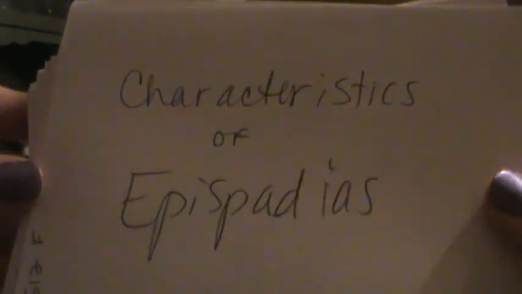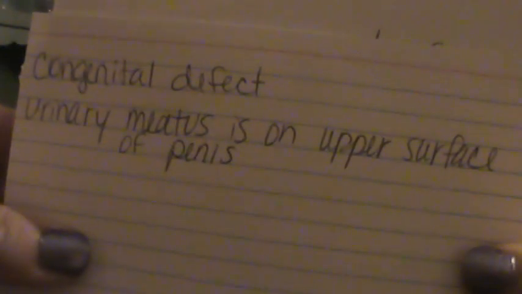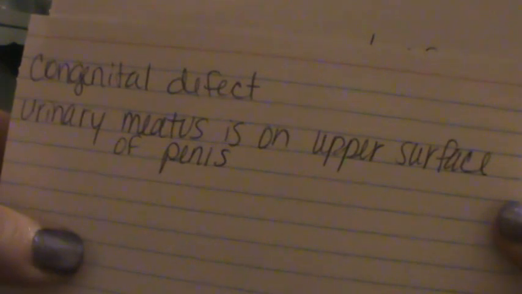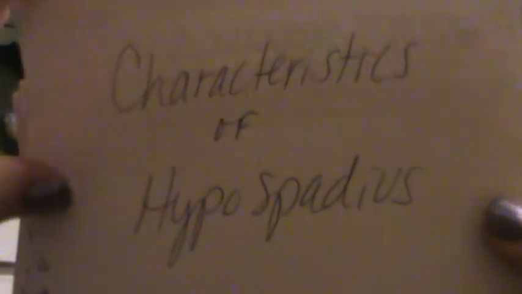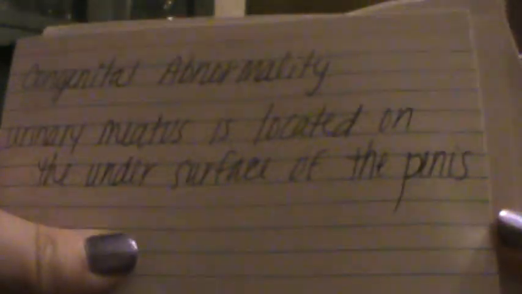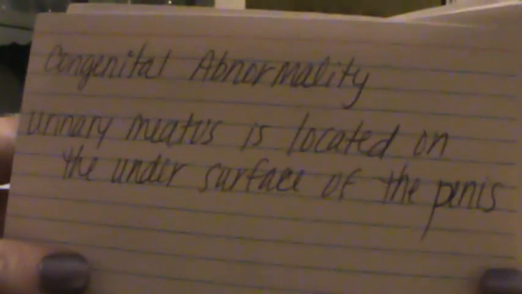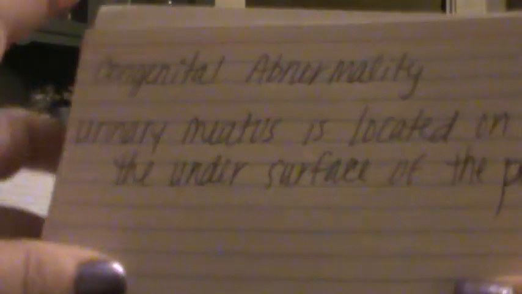Characteristics of epispadias. This is a congenital issue. It is when the urinary meatus is on the upper surface of the penis. Characteristics of hypospadias. This is also a congenital abnormality. This is when the urinary meatus is located under the surface of the penis.